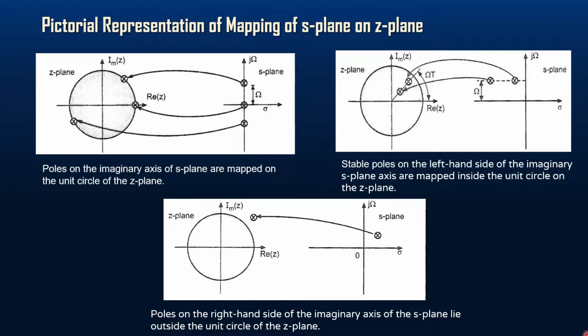Here is the pictorial representation of the mapping of the S plane onto the Z plane. In figure 1, all the poles on the imaginary axis in the S plane are mapped onto the unit circle of the Z plane. In figure 2, all the stable poles on the left hand side of the imaginary axis in the S plane are mapped inside the unit circle of the Z plane. In figure 3, all the unstable poles on the right hand side of the imaginary axis in the S plane are mapped outside the unit circle of the Z plane.